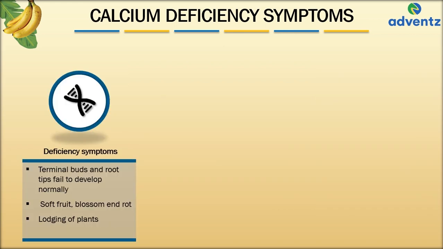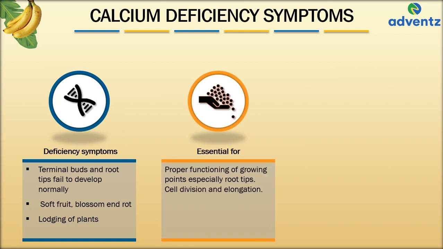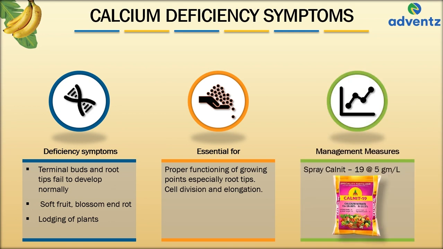Let's recap. The deficiency symptoms of calcium are terminal buds and root tips fail to develop normally, soft fruit, blossom and root rot, lodging of plants. Calcium is essential for proper functioning of growing plants, especially root tips, cell division and elongation. To rectify calcium deficiency symptoms, we should spray the crops with Calnet 19, which is a water-soluble fertilizer, at the rate of 5 grams per liter.